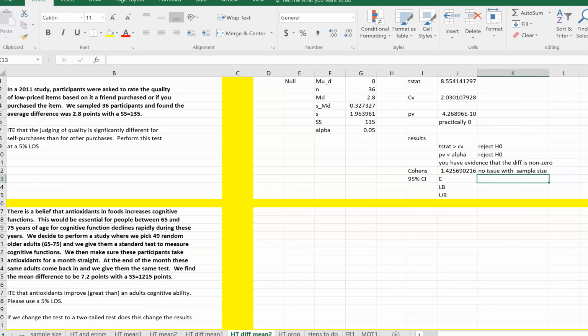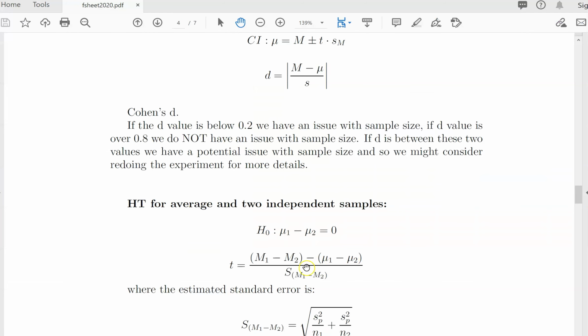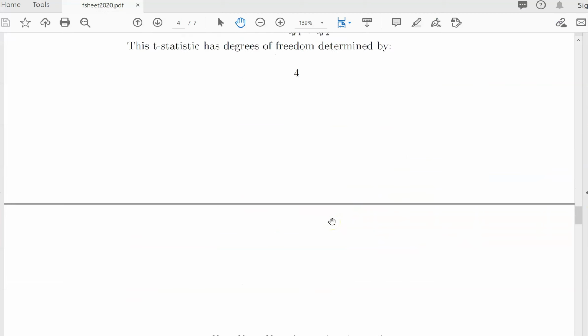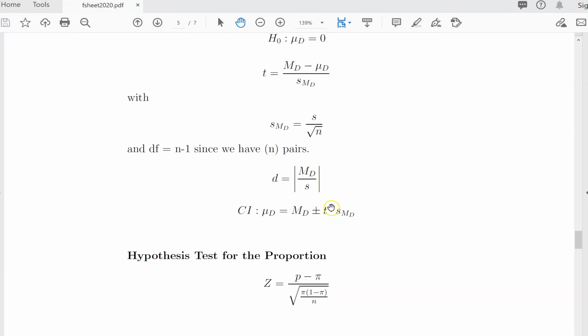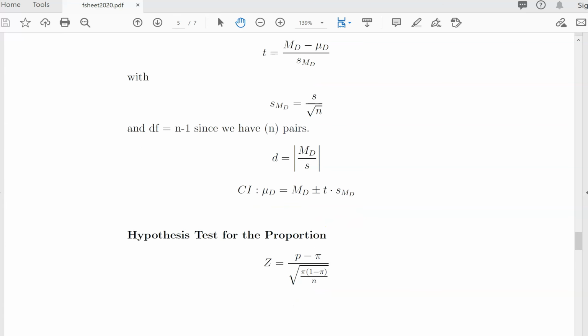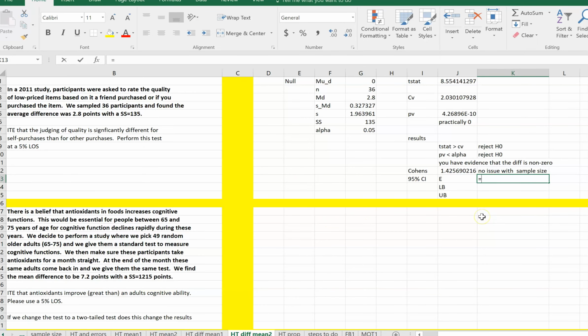Margin of error is the back end of any confidence interval, period. Margin of error, E, is the back end of the confidence interval. In this case, it is T times SMD. All right, guys? So we've got to be careful, though. T dot inverse. That's how you build a confidence interval.